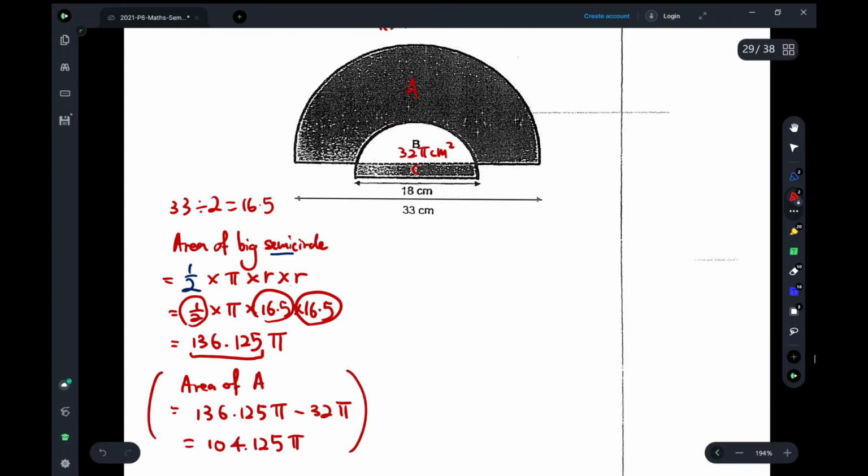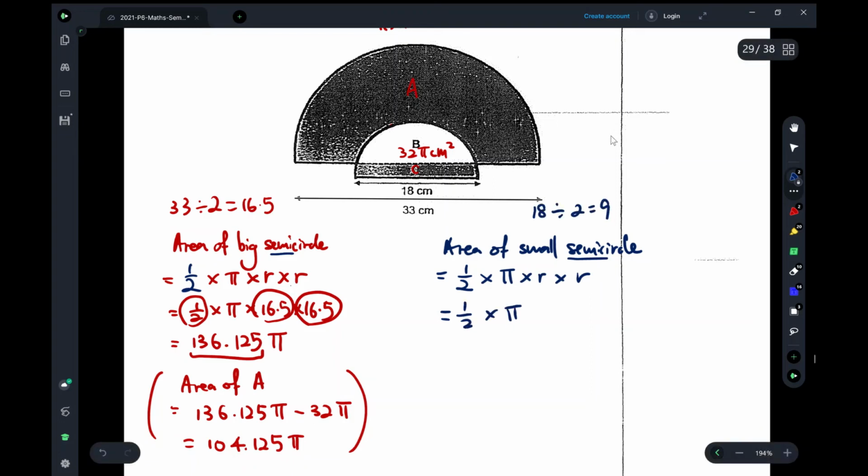Okay, now we need to find the area of C. Now it's the area of the small semicircle. So once again it's a semicircle, so it's half times pi times r times r. The radius is not 18 because the diameter is 18, so I need to divide by 2. Half times pi times 9 times 9. 9 times 9 times half, so that is 40.5 pi.